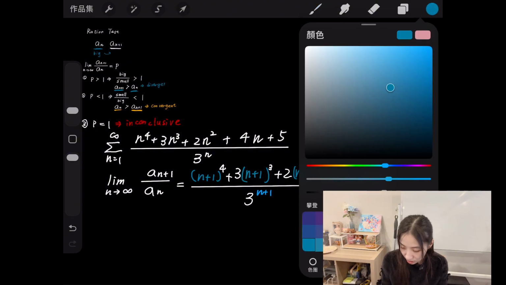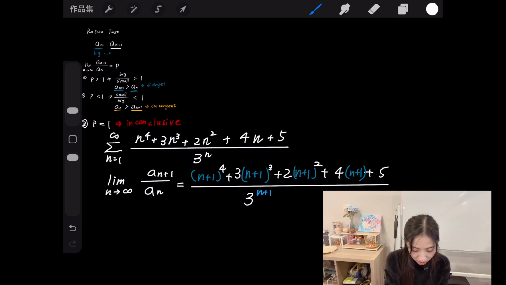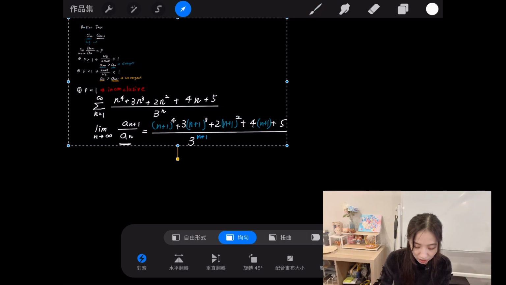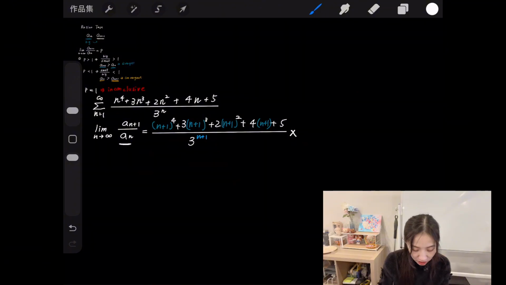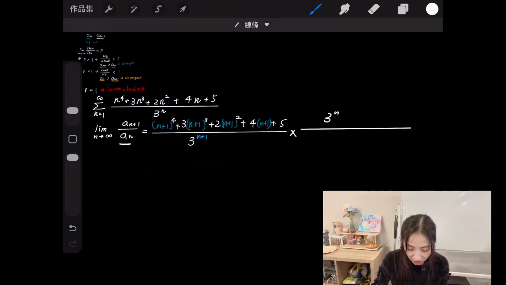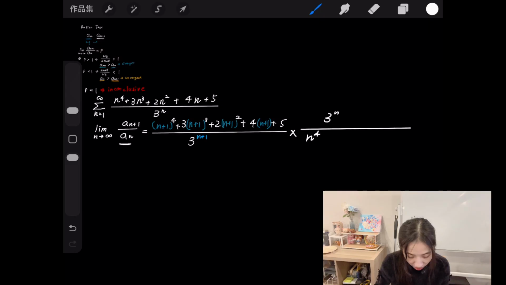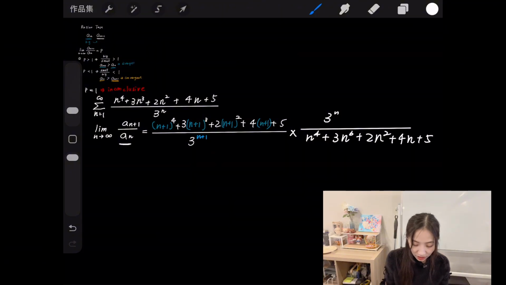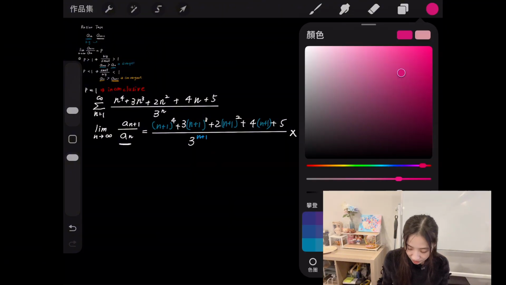Okay. Then let's see here. So here is the reciprocal of a sub n. We can just write it down over here. There's no space, so I make it smaller. So we multiply by the reciprocal of a sub n. We just simply put the denominator on the top and put the numerator on the bottom: n to the power of 4 plus 3 times n to the power of 3 plus 2 times n squared plus 4 times n plus 5. Okay, and now we can observe and cancel some of them.